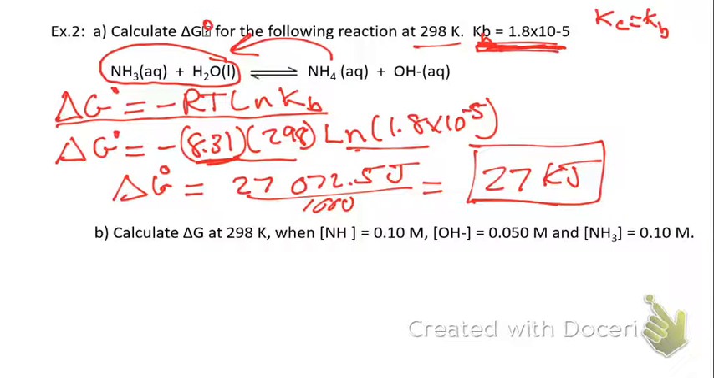Okay? This last problem we're not going to worry about. So that is it for now. Make sure, again, you're familiar with using that equation. Understand that if delta G is negative, it's spontaneous in the forward direction. If delta G is positive, it's spontaneous in the reverse direction. If delta G is 0, then we are already at equilibrium. All right, and that is it.